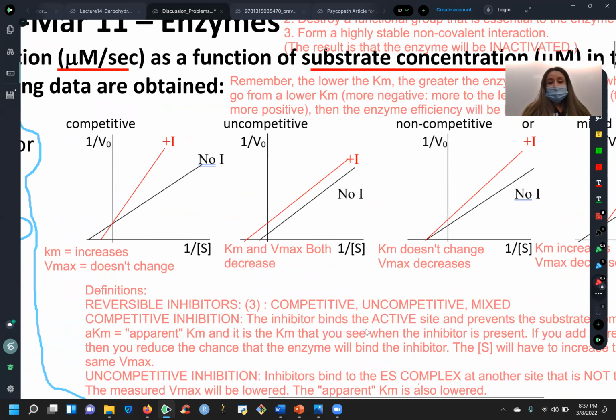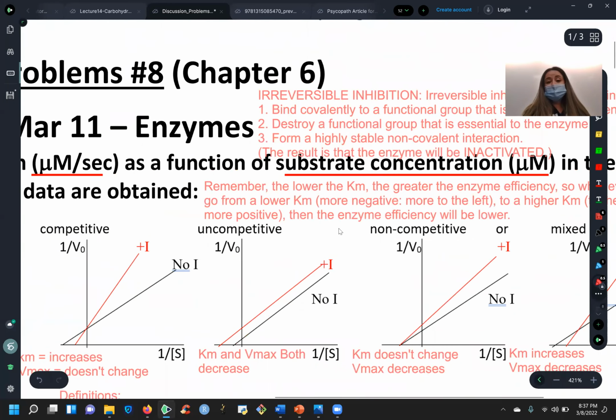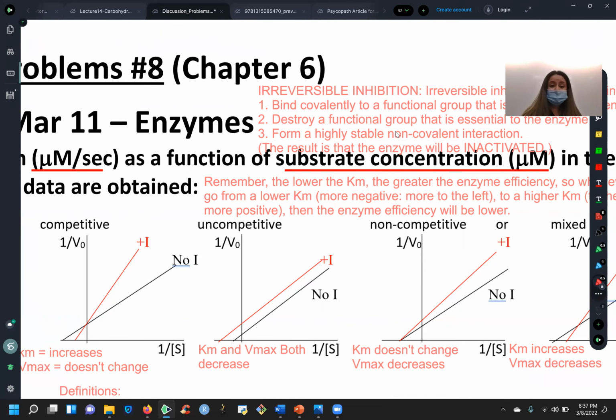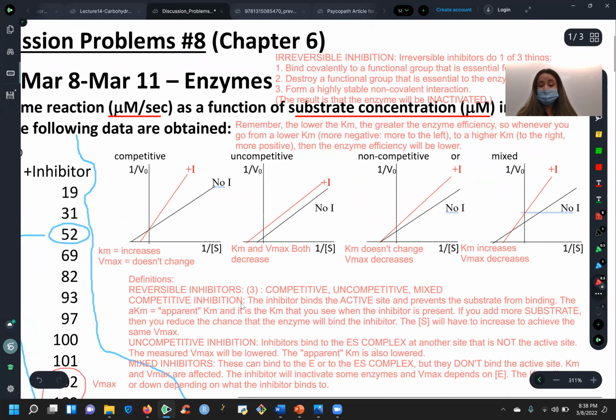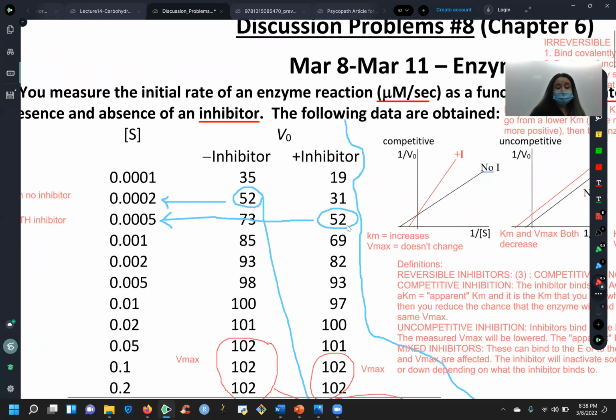And then we also have something called irreversible inhibition, and that's when you have a type of inhibitor that does one of these 3 things, and then your enzyme won't work anymore. But for these 4, we're talking about reversible inhibitors. And then I give you all the definitions down here. Okay, so I'm going to let you memorize that on your own. And we're just going to get started.